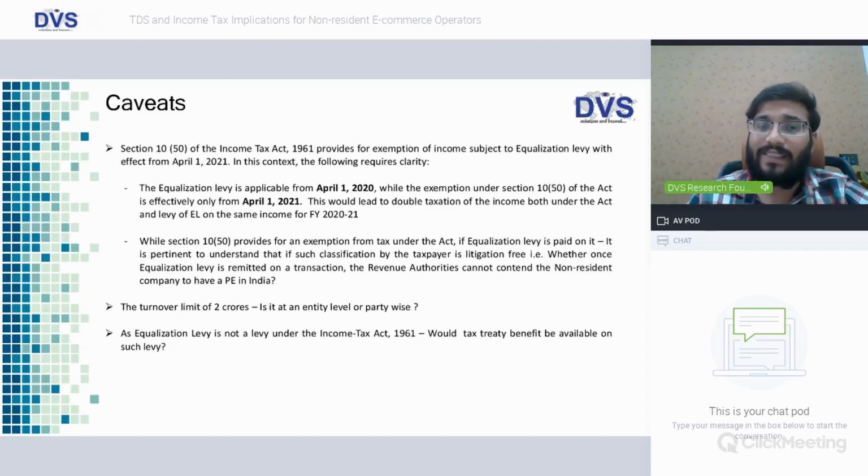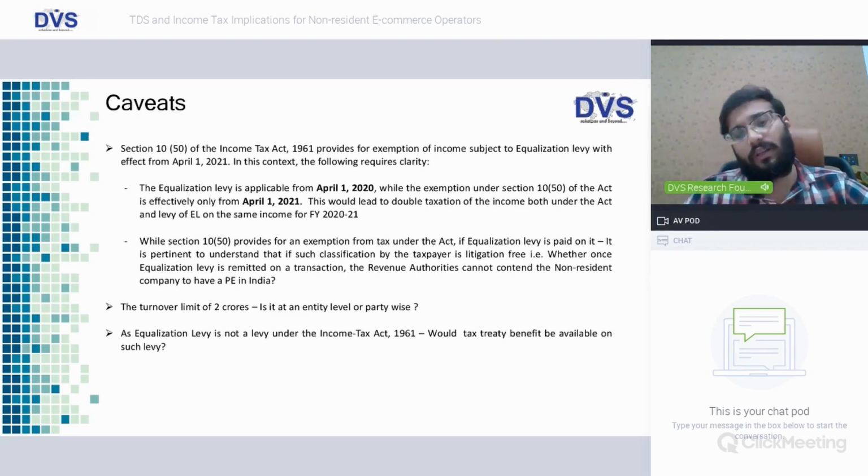Again, whether once equalization levy is remitted on a transaction, revenue authorities cannot contend that the non-resident company has a PE in India. So whether it would be a settled position that when equalization levy is being paid, there is no need of further checking if PE is there or not. Still, there is an ambiguity which needs to be clarified by the CBDT. Turnover limit of 2 crores, is it entity level or party wise? Again, that clarity is required.